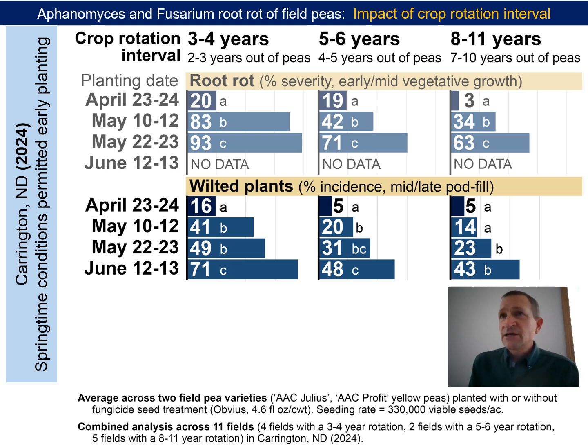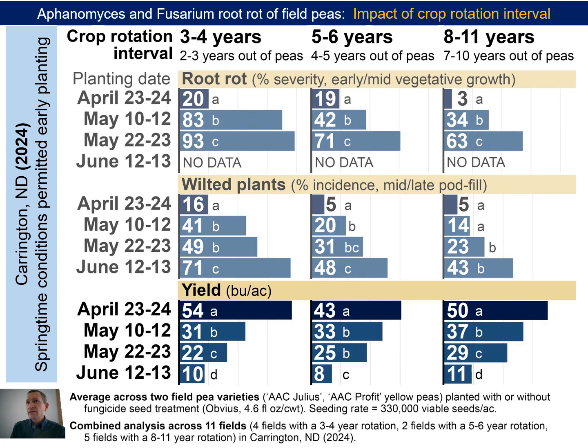You see the same relationship with the wilt data. These are the percent of plants that were wilted at mid to late pod fill. And you can see that the longer the crop rotation interval, the lower the wilt. And finally, the yield data.